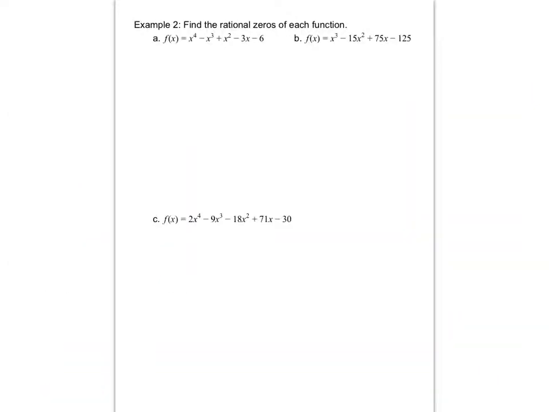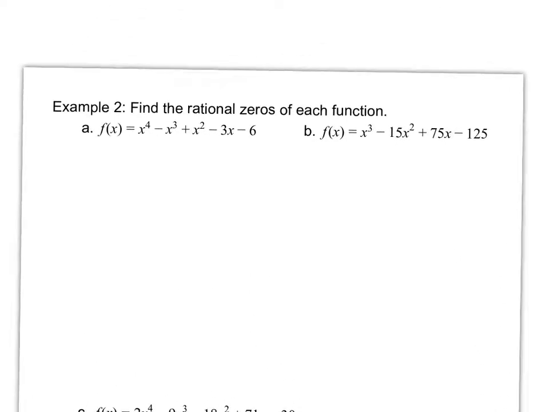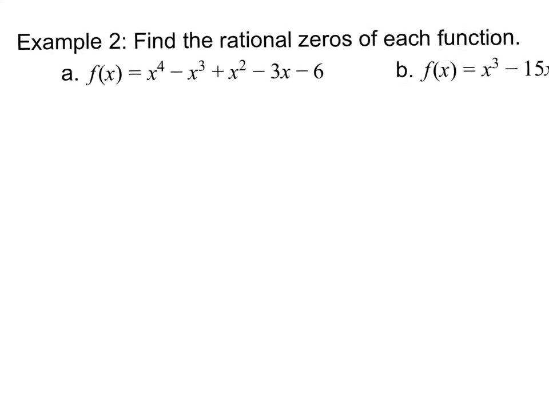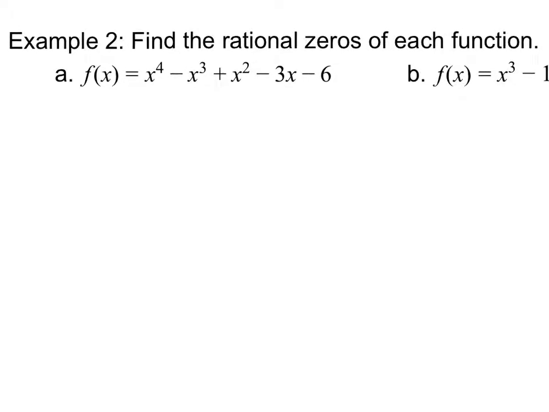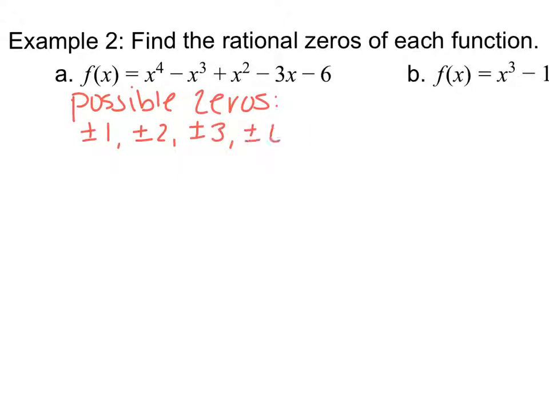And the purpose of looking at these possible zeros is to be able to find the rational zeros of a particular function. And so we only looked at a. And so the first thing I'm going to do is figure out what my possible zeros are. And then I'm going to use synthetic division in order to help me determine if something is a zero. So here my possible zeros are 1, 2, 3, and 6. And I'll know that a number is a rational zero if its remainder is 0 when I do synthetic division.